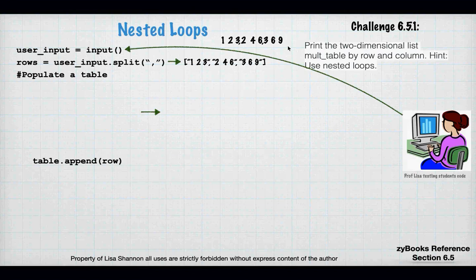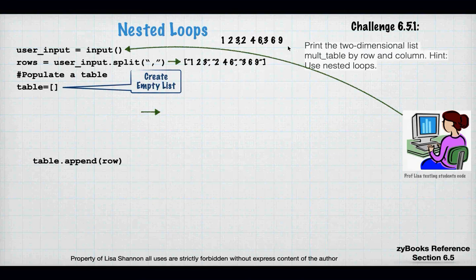So I want to populate a table. I'm going to create an empty list called table. Table is just a variable, it's all it is. I know it's an empty list because on the right-hand side of the single equal sign are square brackets with nothing in them. Okay, so this is my outer loop. I'm going to have an outer loop and an inner loop, and that's what I'm going to talk about.